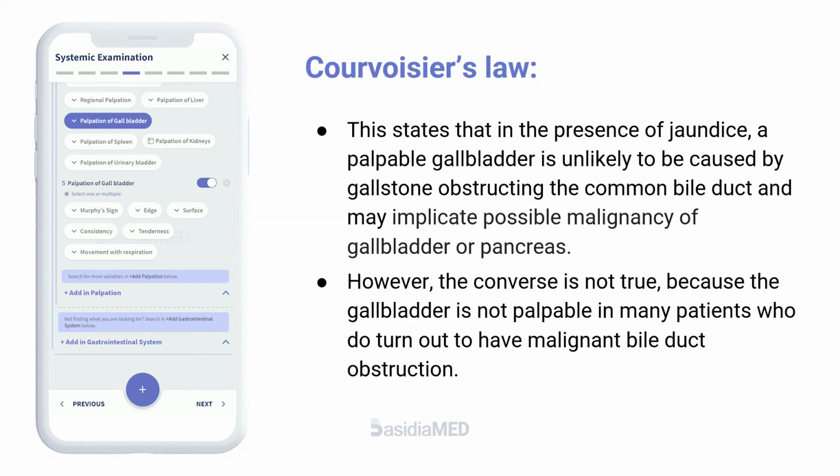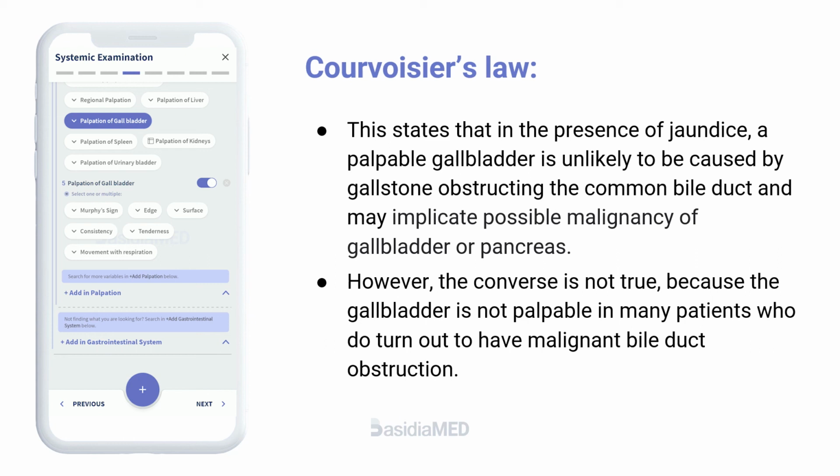Courvoisier's law, also known as Courvoisier's sign or Courvoisier-Terrier's sign or Courvoisier syndrome. This states that, in the presence of jaundice, a palpable gallbladder is unlikely to be caused by gallstone obstructing the common bile duct, and may implicate possible malignancy of gallbladder or pancreas.